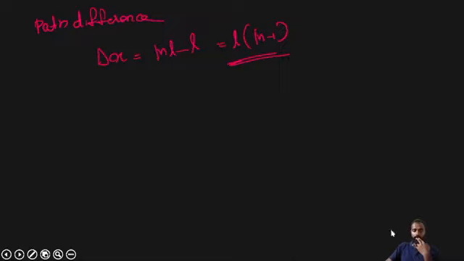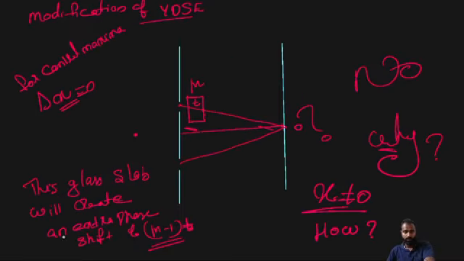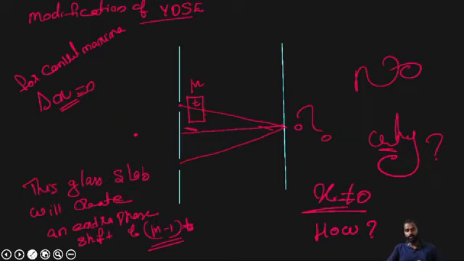So here, I have this thickness T. This glass slab will create an extra path. This is not phase, it is path. An extra path difference, a path shift of (mu minus 1) times T. Okay, after this it is clear.